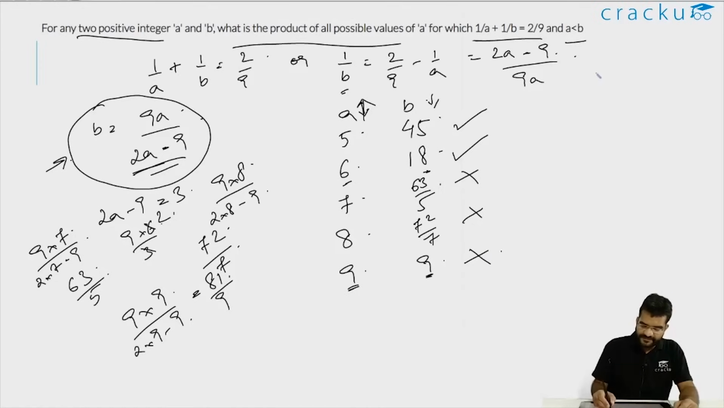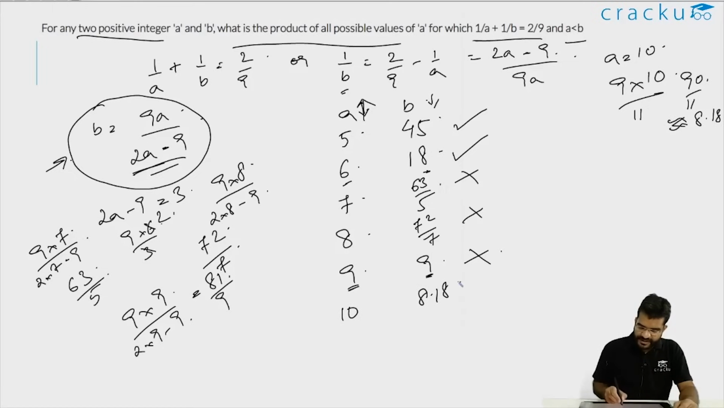For example, if you look at a is equal to 10, the value of b will become 9 into 10 by 2 into 10 minus 9, that is 20 minus 9, which is 11. So this is 90 by 11, which is something like around 8.18. So when a becomes 10, the value of b will become 8.18, and this will continue to go down as a keeps on going up. So all the other possible values are not valid.